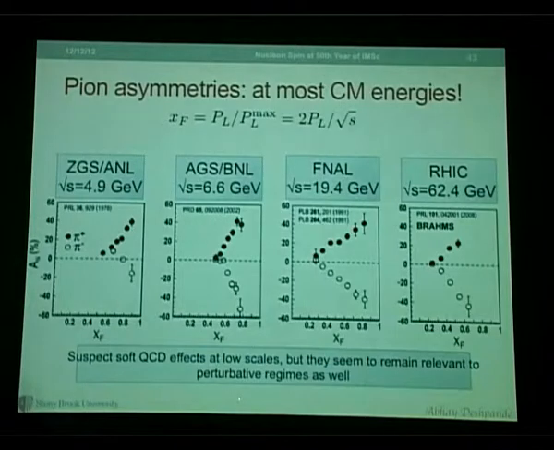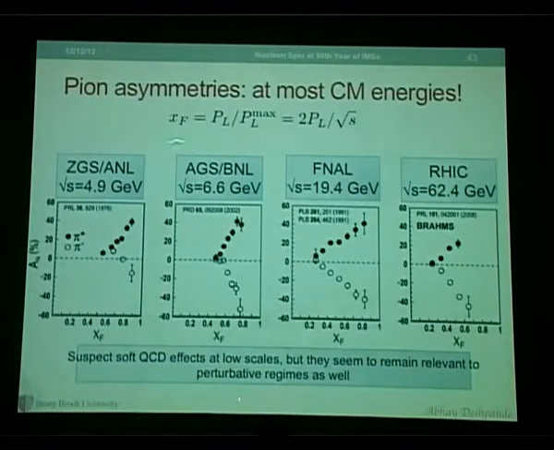And what do you see? At center of mass energy of 5 GeV, you see a pi plus and a pi minus, very systematic, of how many percent? 40%. 400 times larger than what was predicted by the theory as we understood it then.